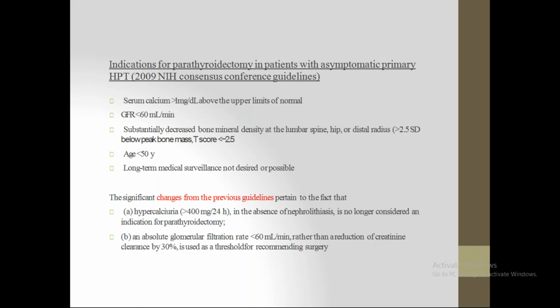Significant changes from previous guidelines pertain to the fact that hypercalciuria, that is more than 400 mg calcium per 24 hours, in the absence of nephrocalcinosis, is no longer considered an indication for parathyroidectomy, and absolute GFR, that is glomerular filtration rate, less than 60 ml per minute, rather than reduction of creatinine clearance by 30%, is used. So basically, instead of telling that GFR less than 60 is an indication, you have to tell that if creatinine clearance is reduced by 30%, it can be used as a threshold for recommending surgery.